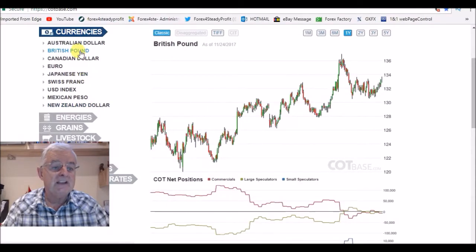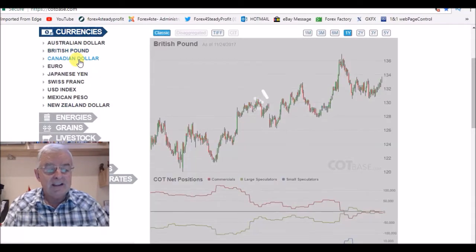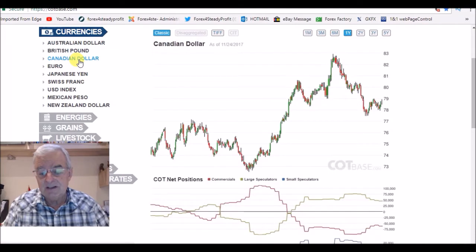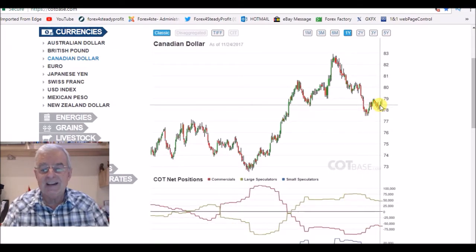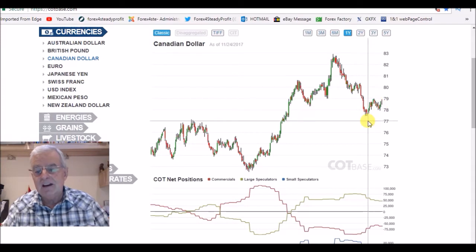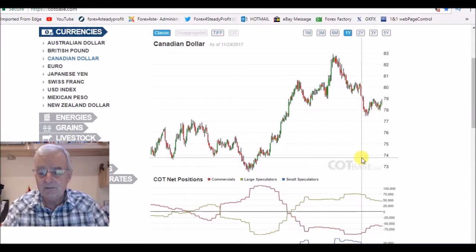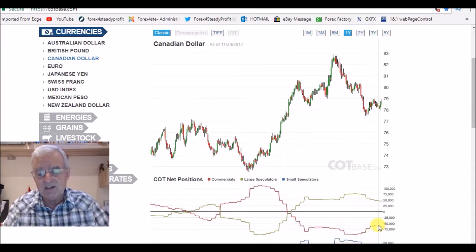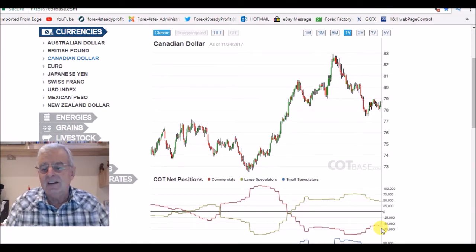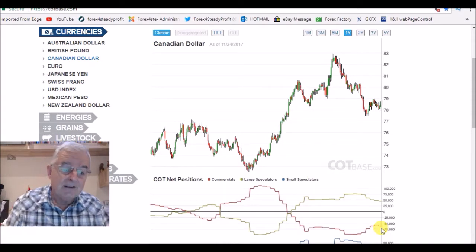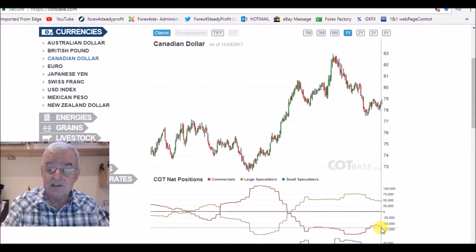Next up, we've got the Canadian dollar. This is quite interesting because the commercials, we've had a little bit of a pullback and sideways motion for about the last 3 or 4 weeks, and we've actually seen the commercials have increased their bearish stance on the Canadian dollar, and we started to see oil prices come down, which affects the Canadian dollar because they're an oil producer.